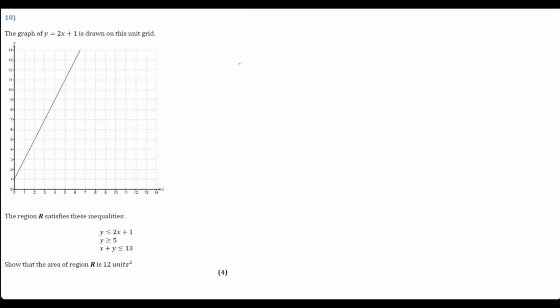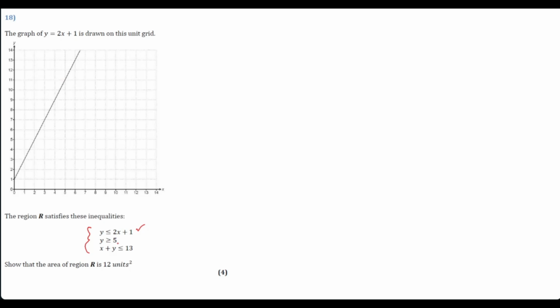The graph of y equals 2x plus 1 is drawn on a unit grid. The region R satisfies all these inequalities. Show that the area of region R is 12 units squared. Okay, so we need to look for that region first. Y equals 2x plus 1 is already drawn, so this one's already done.